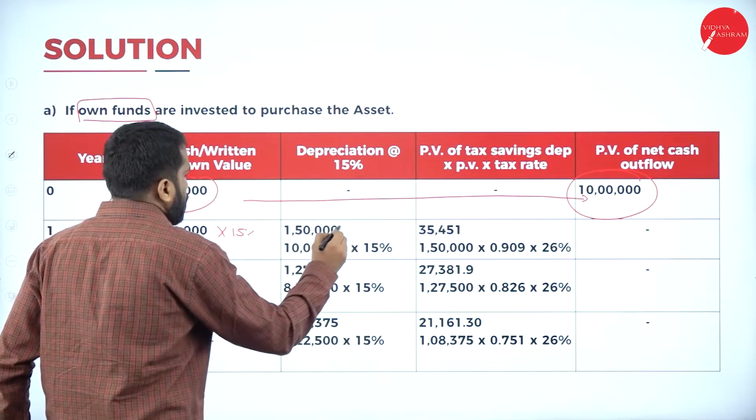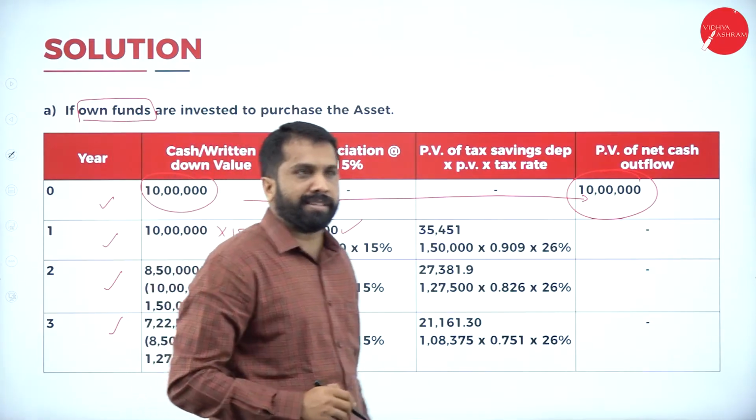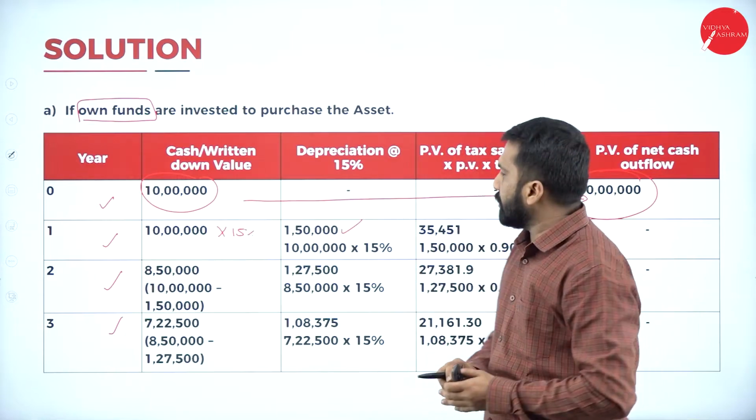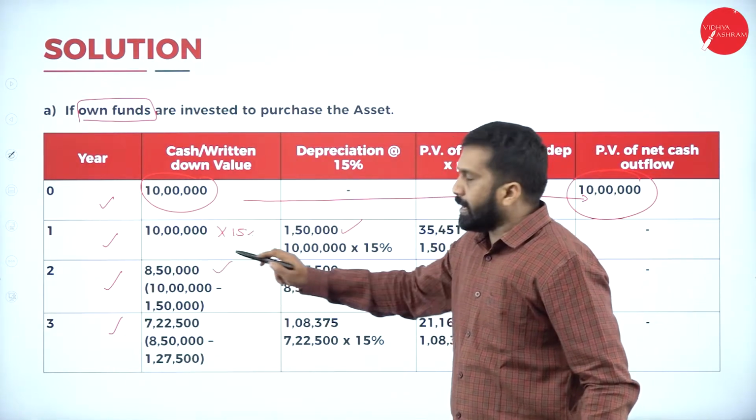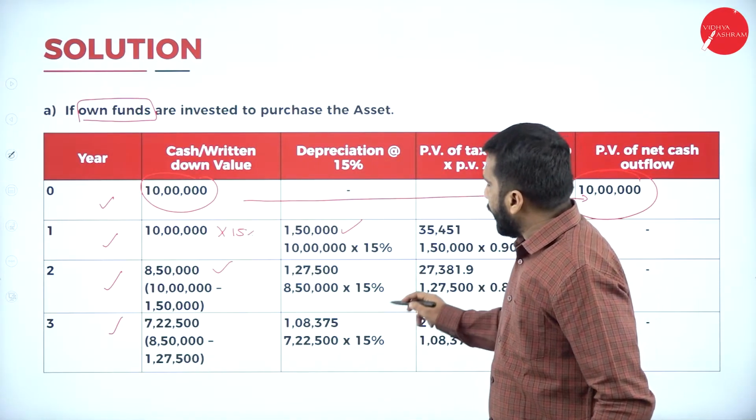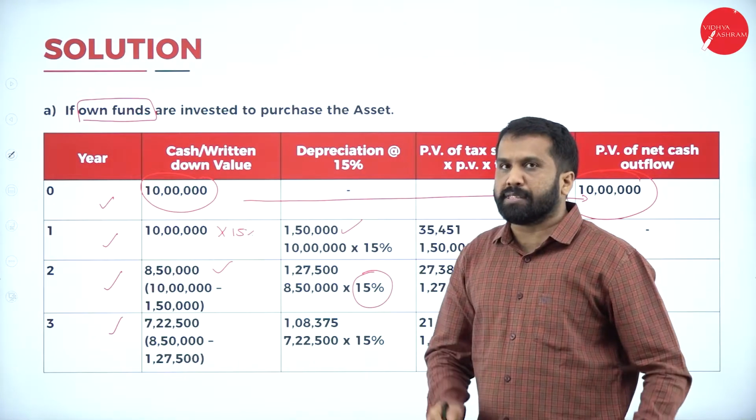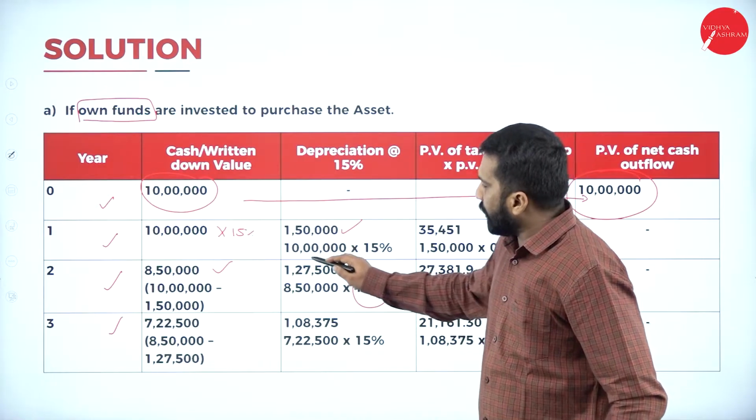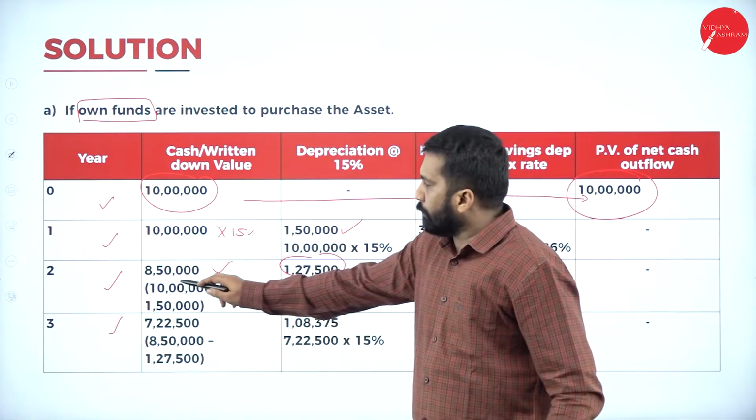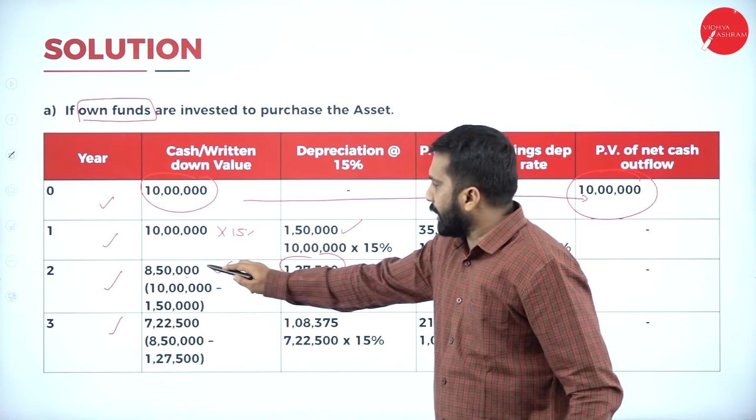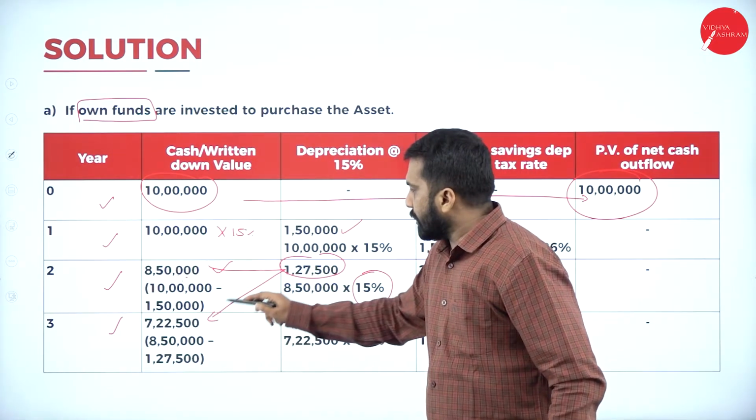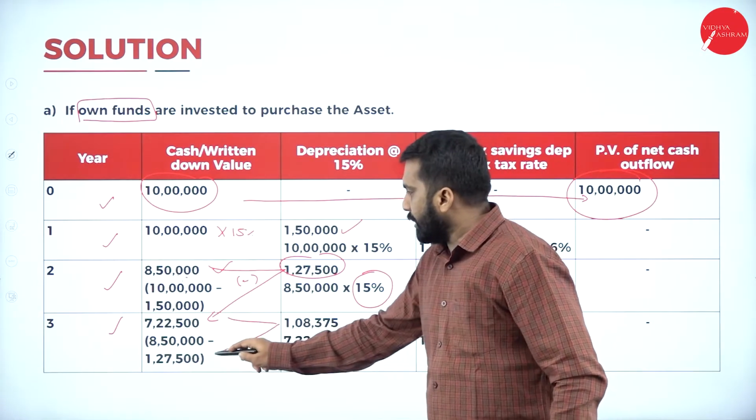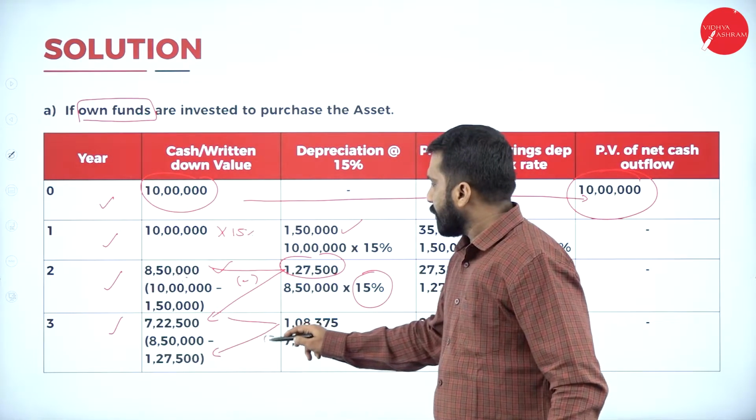They have done the calculation here, 1,50,000. Second year, what will be the value? 10 lakh minus 1,50,000, it will become 8,50,000. On 8,50,000, calculate 15%. So, 8,50,000 into this, 1,27,000. From 8,50,000 minus 1,27,000, you will get 7,22,000. Similarly, minus 1,08,000, you will get the next value.